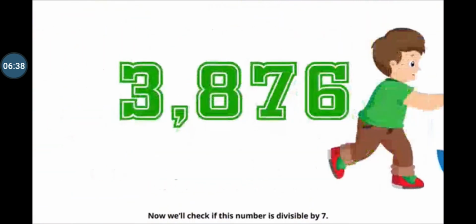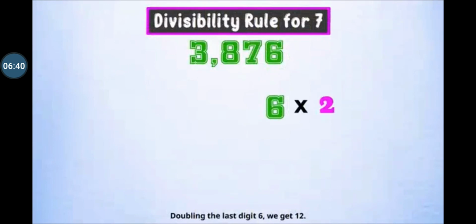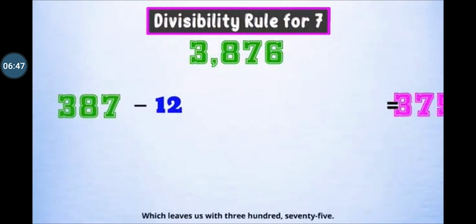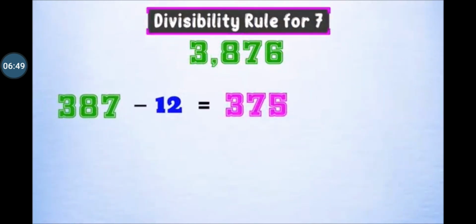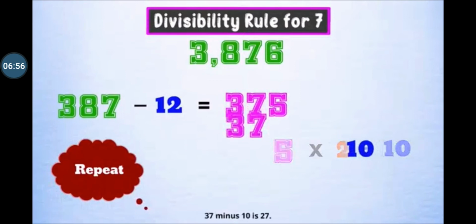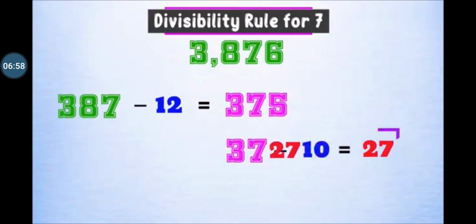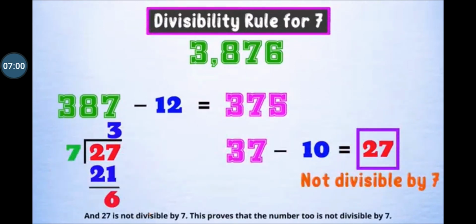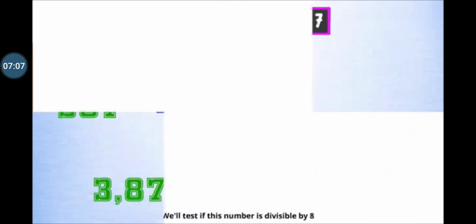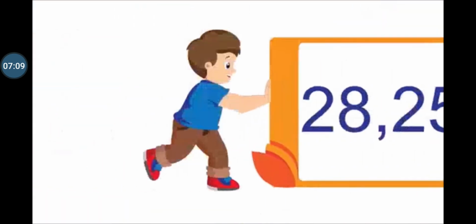Now we have to do the practice for that. Check this number, double the last digit, it is 12. Now subtract it from the remaining number. We get 375. So again we have to repeat the process. This is 10. 37 minus 10 is equal to 27. Now check, is 27 divisible by 7? No. So it means this number is not divisible by 7.